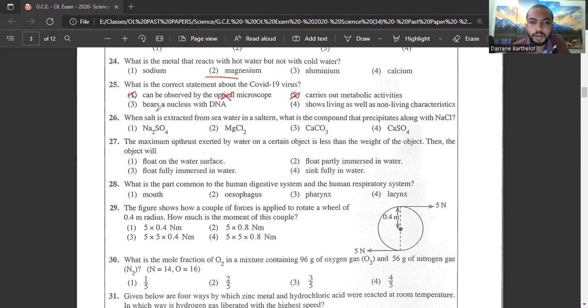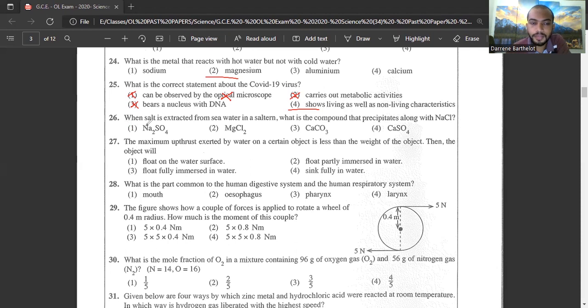Number 3, bears a nucleus with DNA. That's also wrong. In COVID-19, it should be RNA. Fourth one, shows living as well as non-living characteristics. That's correct, because viruses show living as well as non-living characters. They show living characters only within the living host cell.